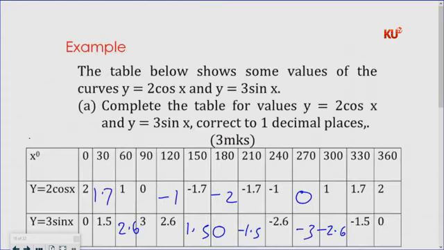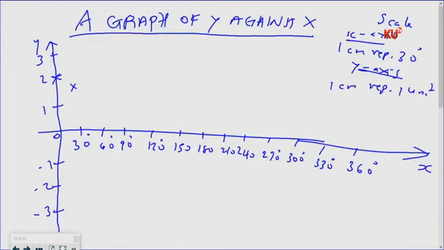Next, 60. Yes, 1. Now my learner is with me here. 61. When the angle is 90, the value of y, I'm told it's 0. When x is 120 degrees, y will be -1. So you'll have -1. Of course, -1 approximately should be there. 150 degrees, when x is 150 degrees, y should be -1.7. Approximately that should be somewhere there.